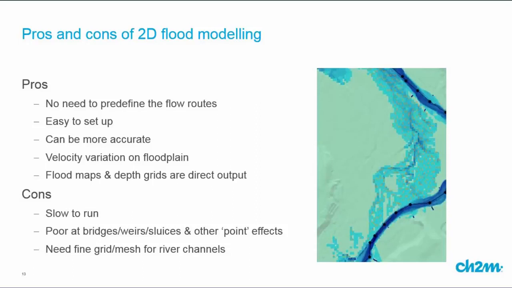Problems with 2D modelling is it can be very slow. It can take hours and days to run. It's poor at representing point features such as bridges, weirs and sluices. And if you're modelling the channel in 2D, you generally need a relatively fine mesh, particularly for small rivers, to capture what's happening in the channel.